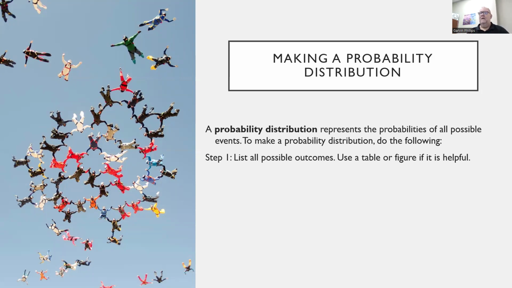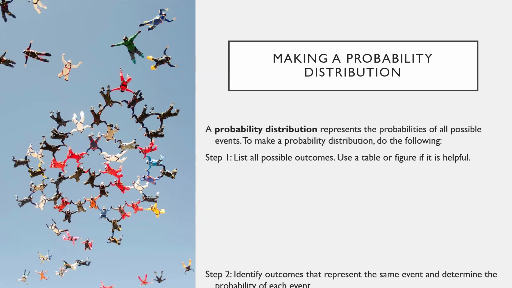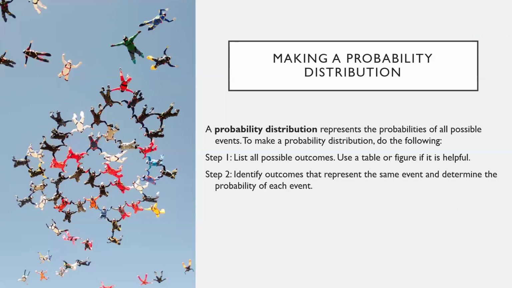So we want something to list all the possible outcomes. That's the big piece there. And then after we do that, we want to identify the outcomes that represent the same event and determine the probability for each one of those. Then we put that into a table. So we make a table listing each event and probability. This is a probability distribution.